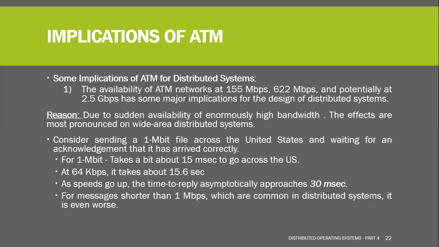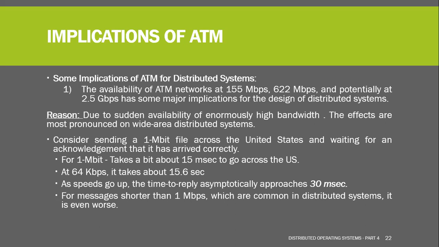Implications of ATM. Some implications of ATM for distributed systems. The availability of ATM networks at 155 Mbps, 622 Mbps, and potentially at 2.5 Gbps has some major implications for the design of distributed systems. The reason is the sudden availability of enormously high bandwidth; the effects are most pronounced on wide area distributed systems. Consider sending a 1 Mbit file across the United States and waiting for an acknowledgement that it has arrived correctly.